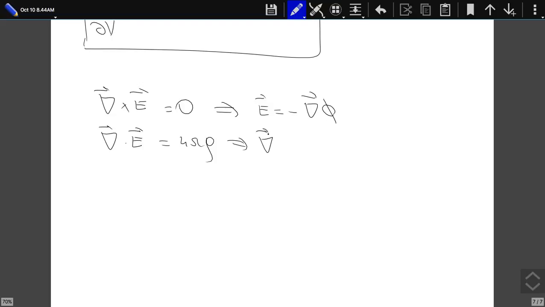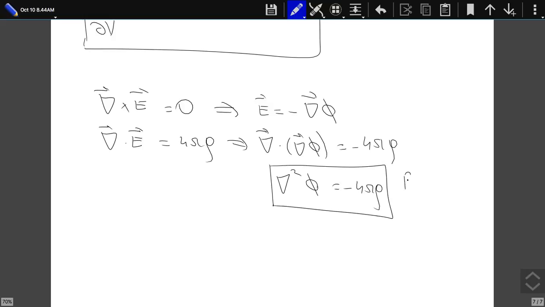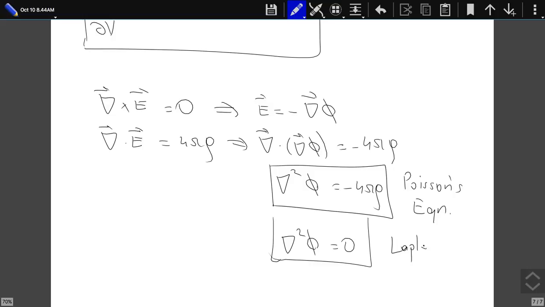Well, this tells me that the divergence of the gradient of phi is equal to minus 4 pi rho. But divergence of the gradient is what we call the Laplacian, so the Laplacian of phi is equal to minus 4 pi rho. This is called Poisson's equation. Laplacian of phi equal to 0 is what we call the Laplace equation.